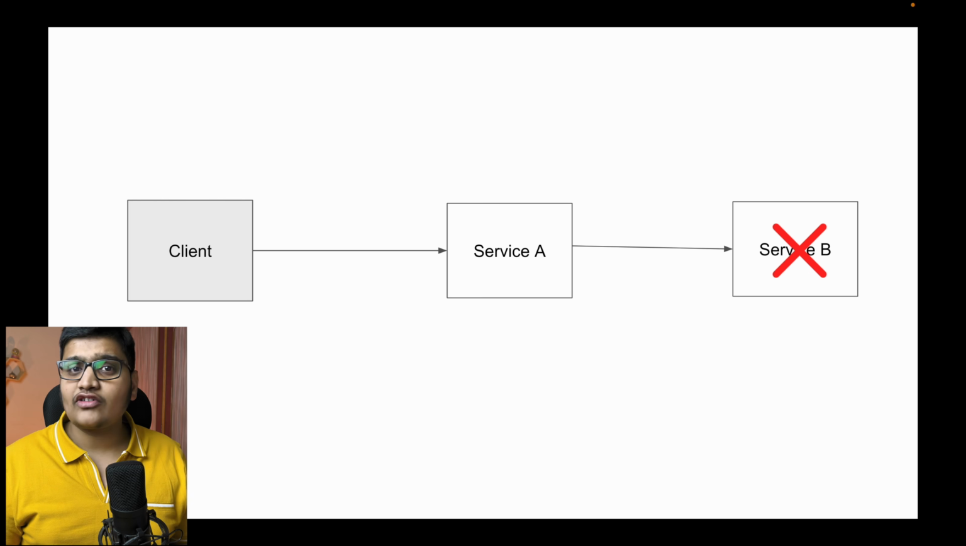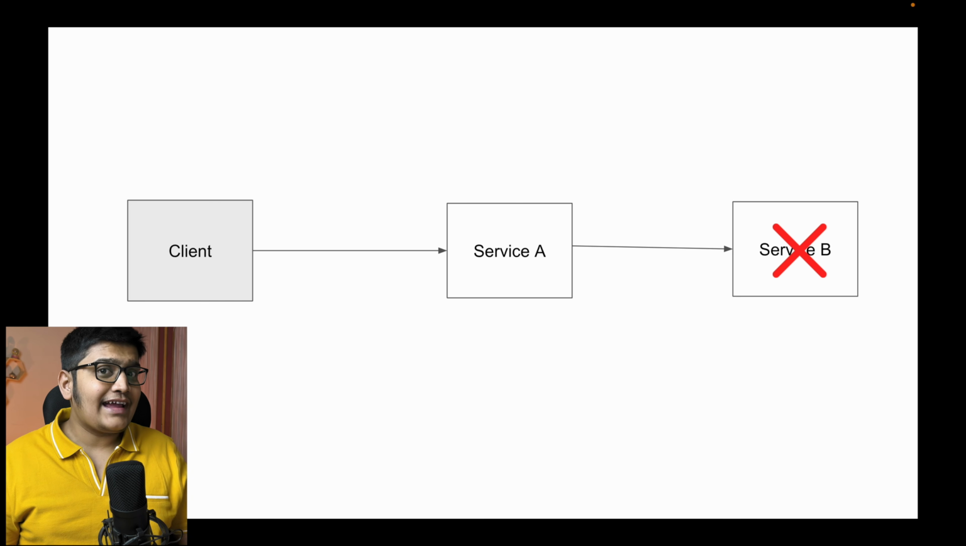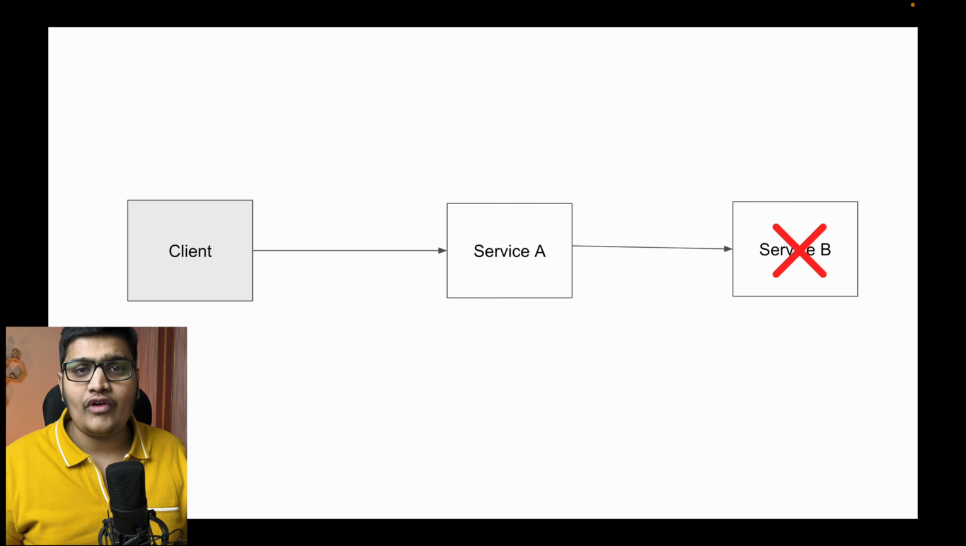So when service A is calling service B and that service B is down or it's not responding within a particular time interval that has been defined, then what service A can do is retry multiple times to fetch data. Okay, it's failing, let me retry again. If it's failing, let me retry again. You can define some retry mechanism to retry the service and to fetch data.